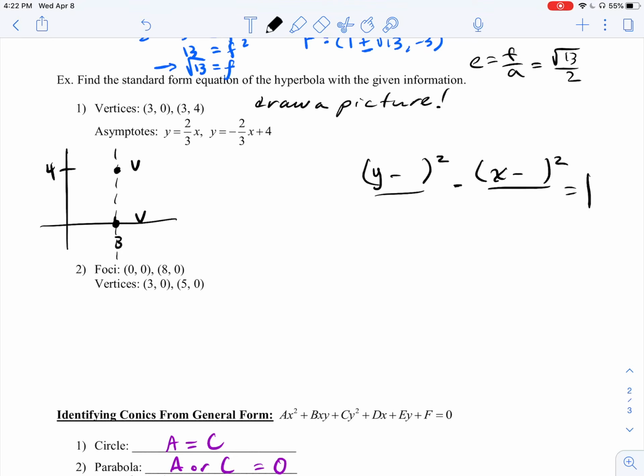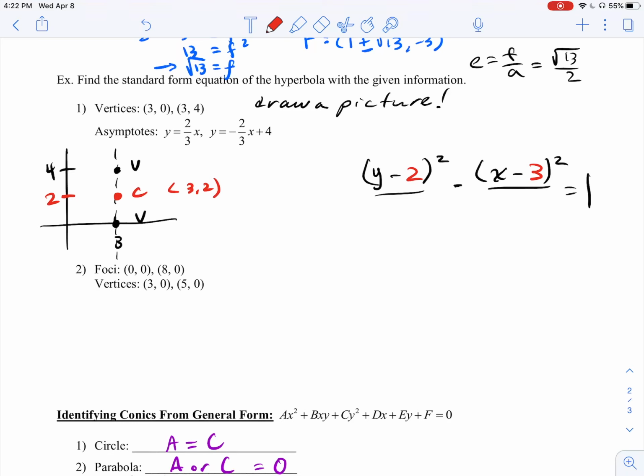And while I'm at it, might as well figure out where my center is. Well, I know my center is going to be exactly halfway in between my two vertices. Halfway between 0 and 4 is going to be 2. So my center coordinate is going to be (3, 2). So that means I can write those points there and fill that in.